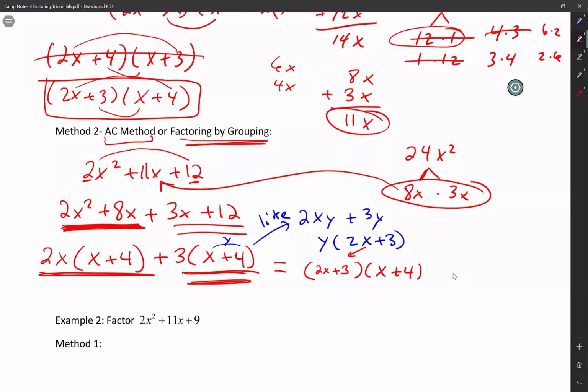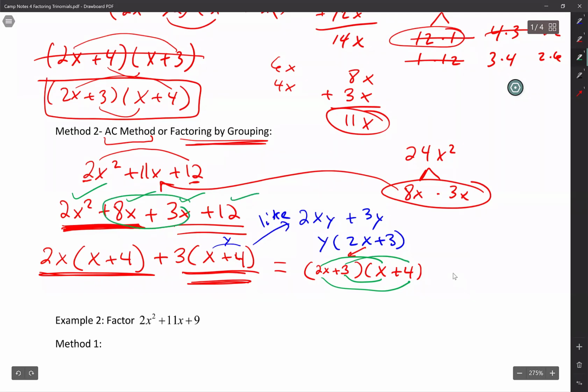So why does it work? Well, let's see why it works, guys. 2x times x, that's 2x squared. Bam, there's my 2x squared. 2x times 4, that's 8x. There's my 8x right there. 3 times x, 3x. There's my 3x right there. 3 times 4, that's 12. There's my 12. 8x plus 3x was 11x. So you can see that you have that same expression that we had earlier. So that's called factoring by grouping. And there it is. And we got the same factors as that, guys.